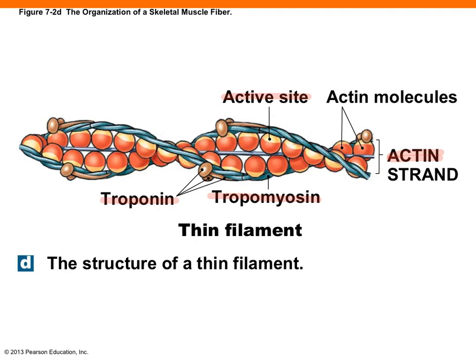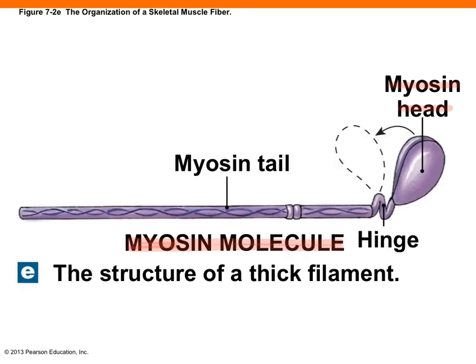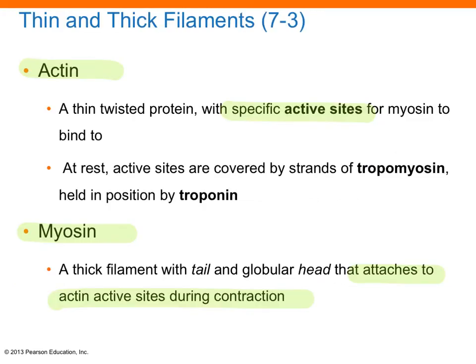This shows you the active site of the actin, and then the inhibitors troponin and tropomyosin. This is the myosin tail and the myosin head. This wants to connect to the actin and then shorten or swivel in, and it's a hinge structure. Actin has specific active sites. They're covered when they're resting by tropomyosin, and they're held in position by troponin. Myosin, the thick filament, will attach to the active sites on the actin during contraction.